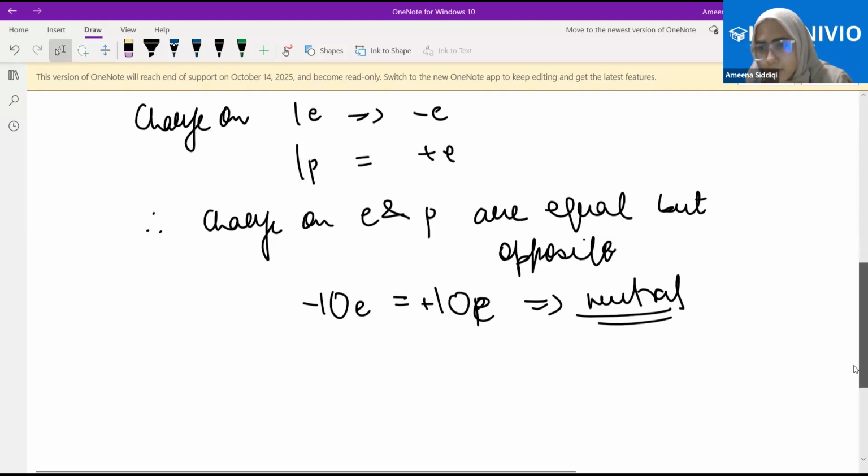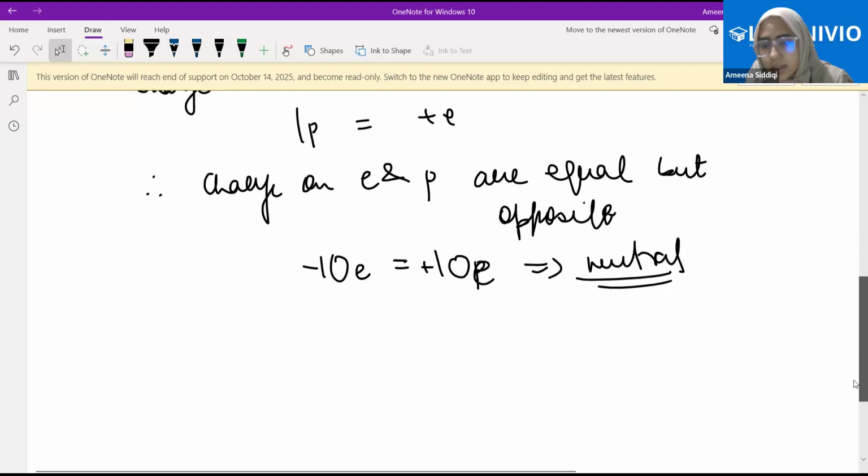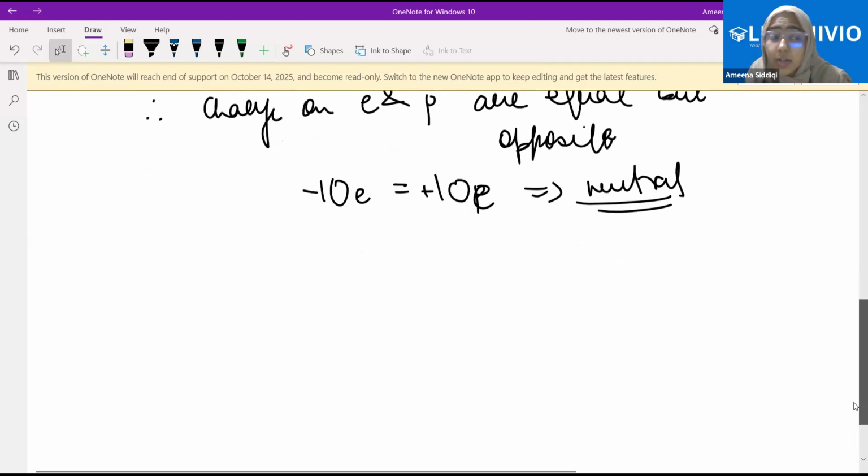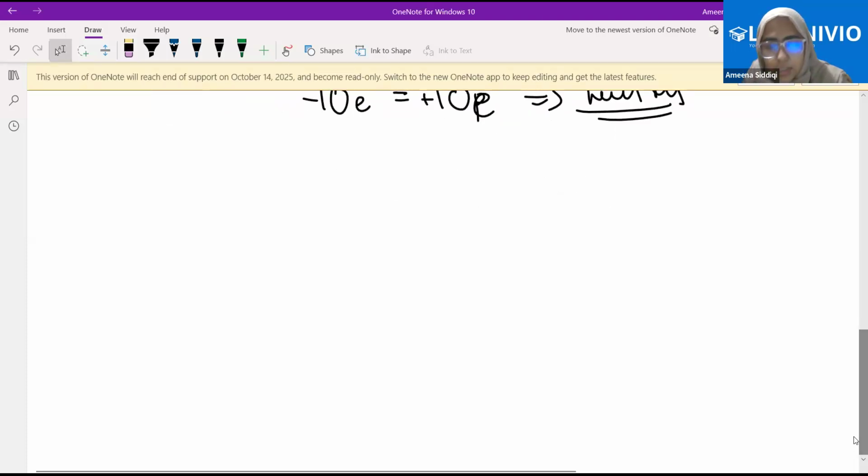Ma'am, in the previous year we had a question like this: prove why the atom is neutral as a whole. It is neutral because the number of electrons and protons in the atom are equal, and the charge on one electron and proton are equal but opposite. This is the full answer for that question. We'll be learning it.